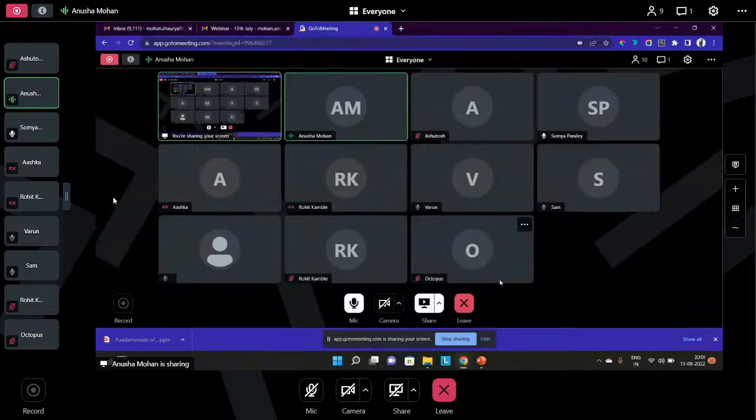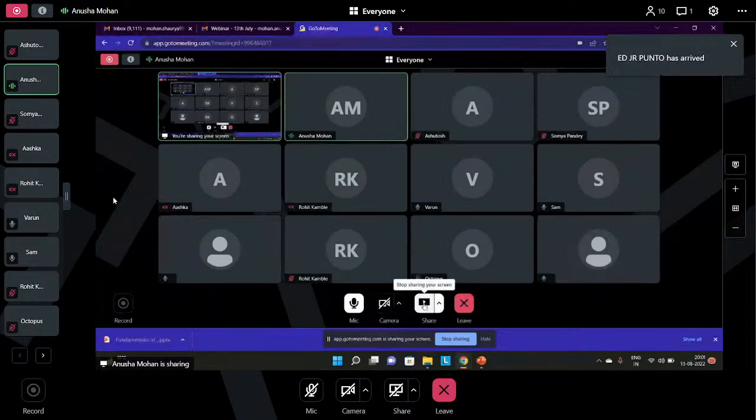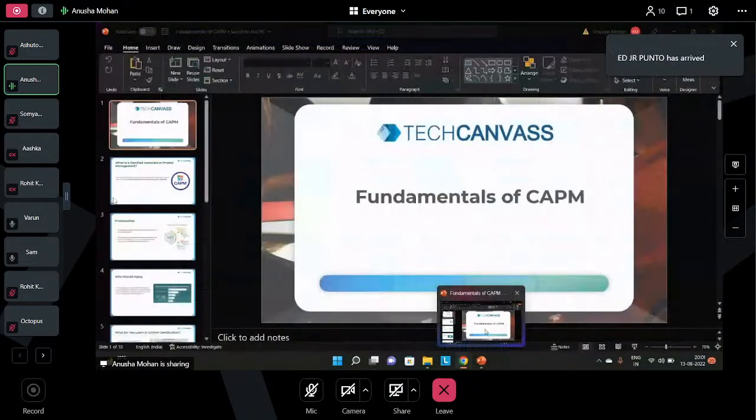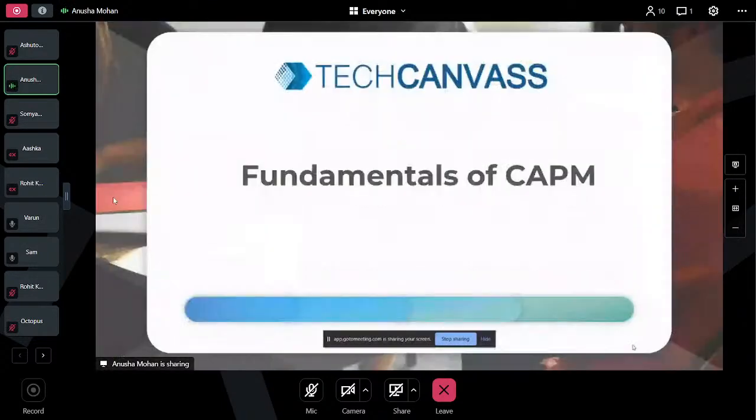The topic for this session is CAPM fundamentals and what is what, so that you know, if you are about to take the CAPM exam, how it is going to be. Since Soumya has given the introduction, I'm just going to go towards the overview of this webinar today. This session is going to cover a few topics. Number one is what is CAPM? CAPM stands for Certified Associate in Project Management.